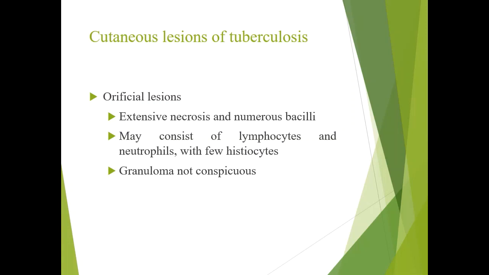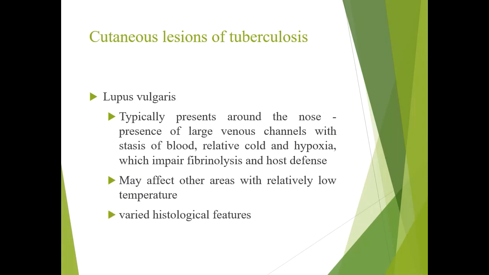Lupus vulgaris typically presents around the nose, with the presence of large venous channels with stasis of blood, relative cold and hypoxia, which impair fibrinolysis and host defense. It may affect other areas with relatively low temperatures and will have varied histological features.